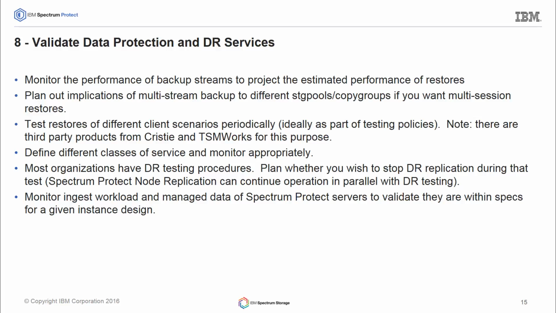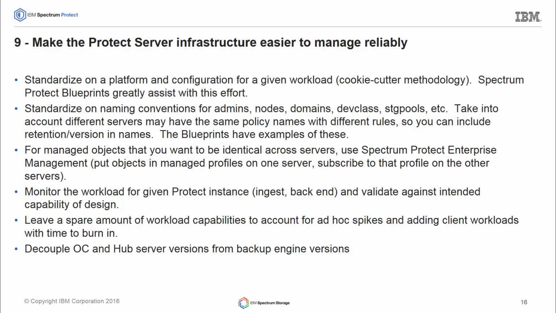You can do that by turning off replication to a node and then renaming it and then making sure replication creates another copy of the node. It's a little extra work, but it allows you to maintain your quality of service. And obviously, monitor the ingest workload, monitor the servers themselves to make sure the CPU, memory, RAM, etc. is all working within your intended specifications for a given engine.